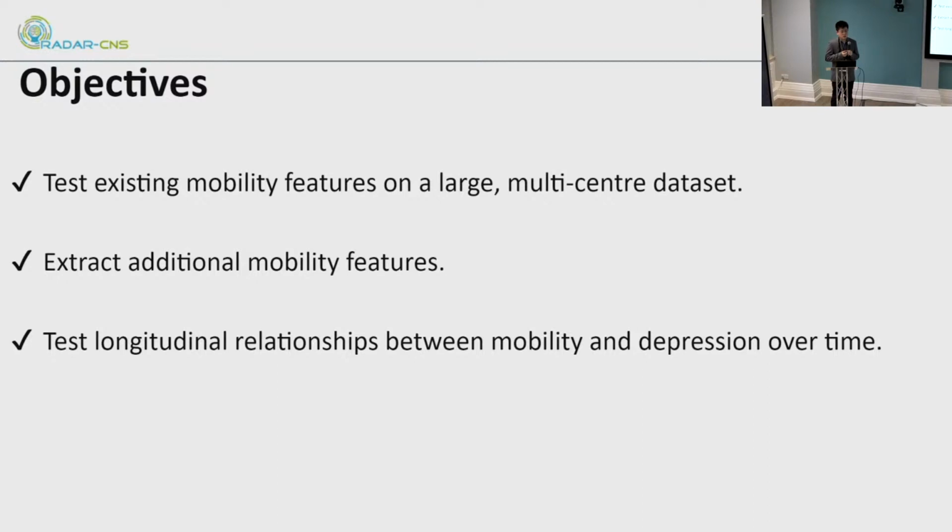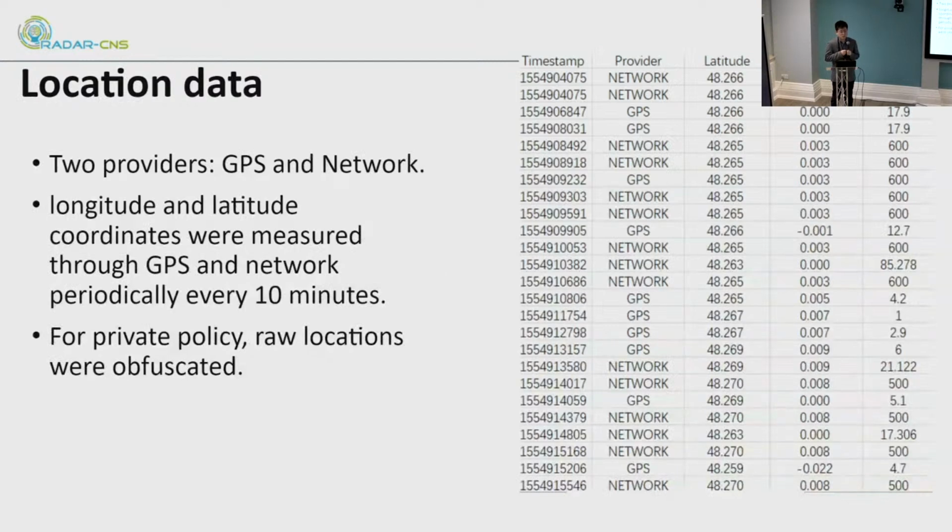So this study aimed to first test existing mobility features and propose some additional mobility features, including nonlinear features, on our large multi-center dataset. And then we plan to test the longitudinal relationship between mobility and depression over time. The RADAR-based platform collected location data through GPS and network sensors in mobile phones. The longitude and latitude coordinates were measured through these providers every 10 minutes, and for privacy policy, the raw location data were obfuscated.